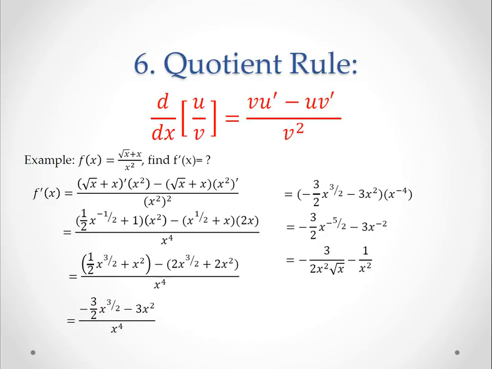This result can be changed as we flip the x to the 4th to the top and it becomes x to the minus 4. And then we do the distribution, which gives minus 3 divided by 2 times x to the minus 5 divided by 2, minus 3 times x to the minus 2 power. And the final result, we can change back to the root notation, which is minus 3 divided by 2 times x squared times square root of x, minus 1 divided by x squared.